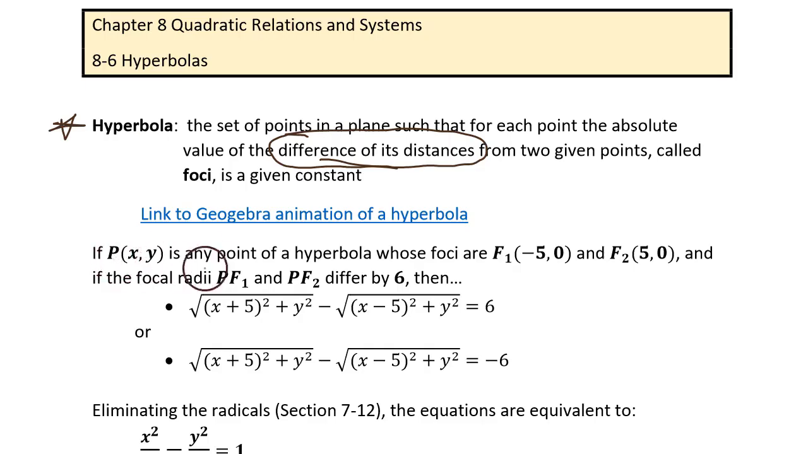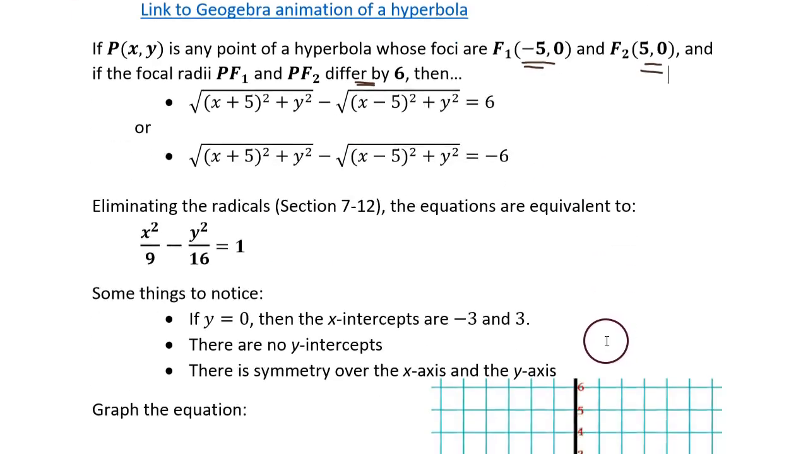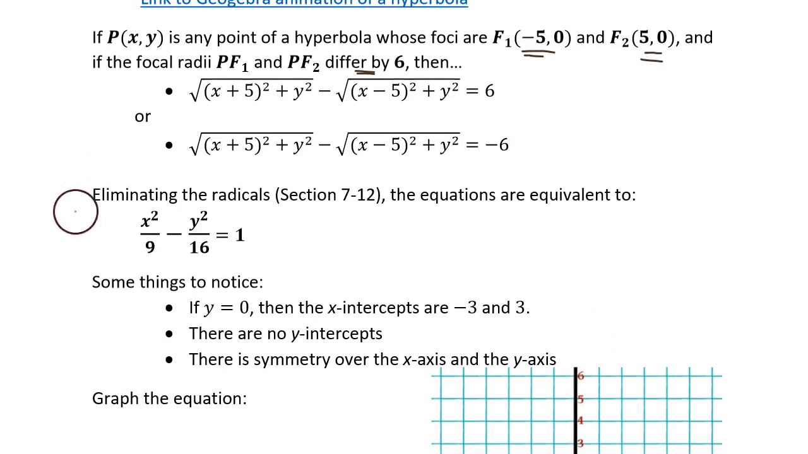If point P represents any point on a hyperbola that has foci at this spot and this spot, then the focal radii differ by 6 units. The numbers are filled into the distance formula, and some simplification is done. After simplifying, the equation that you get for that hyperbola looks like this.